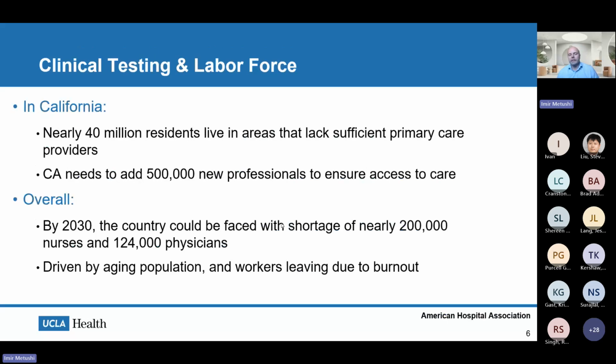So just some statistics, since the talk is coming out of California: in California, they need at least 500,000 professionals to ensure access to care. And by 2030, they could be faced with a shortage of nurses and physicians. And these are all driven by aspects that we already talked about, but also by aging population, burnout, people leaving, retiring, and all those things.